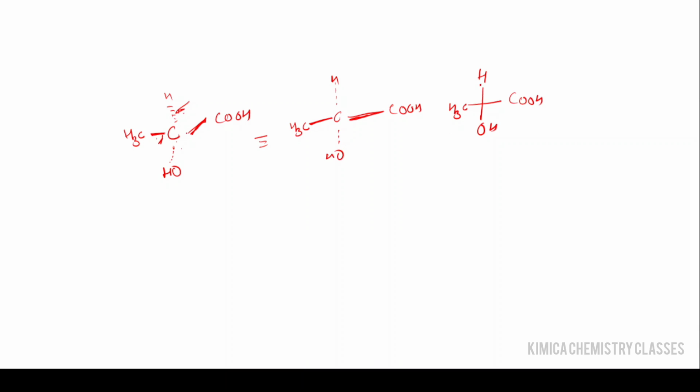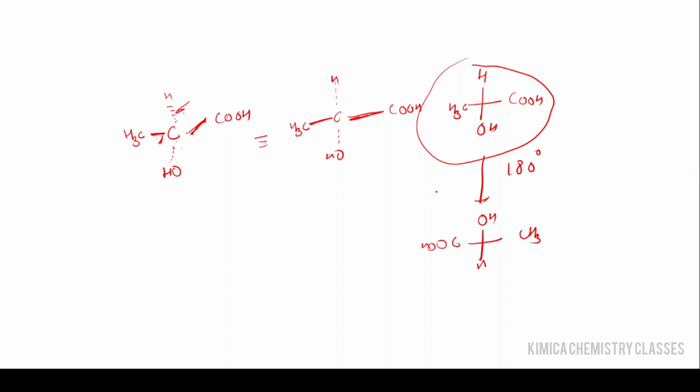First of all, we can take the example of this lactic acid. We can rotate this by 180 degrees clockwise, right? So when we rotate this clockwise, we get this. Right? And that is rotating this Fischer projection by 180 degrees.